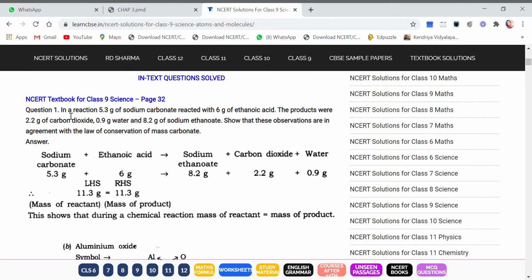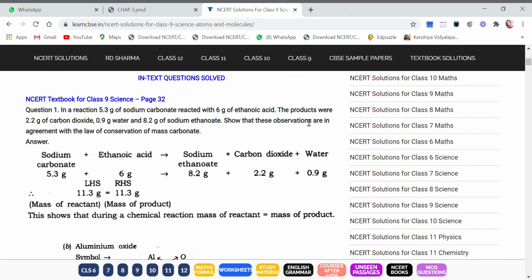Your question is, in a reaction, 5.3 gram of sodium carbonate reacted with 6 gram of ethanoic acid. So children, these are our reactants. The first reactant is sodium carbonate. You will write like this. This is your reactant. The first reactant is sodium carbonate and its weight is 5.3 grams. The second reactant is ethanoic acid and its weight is 6 grams.